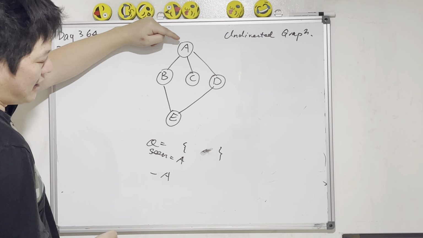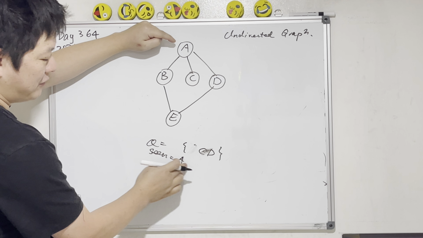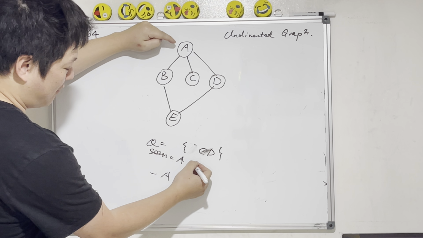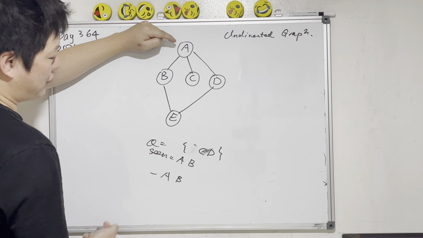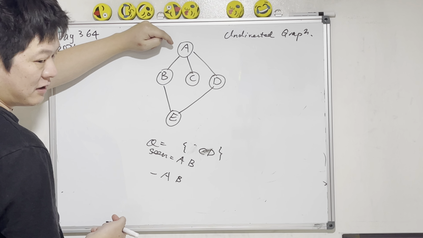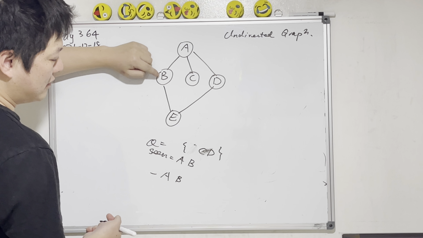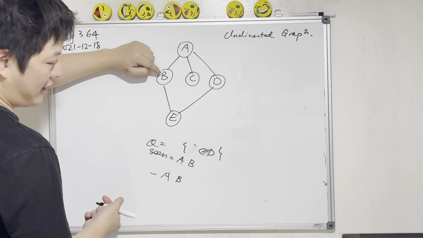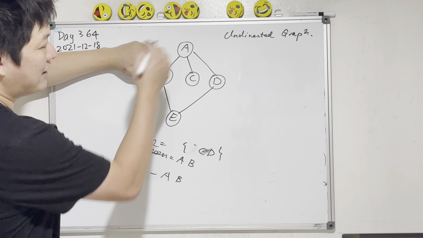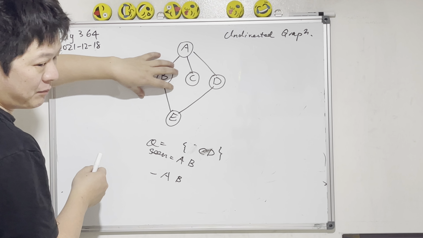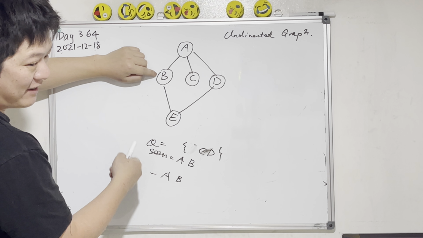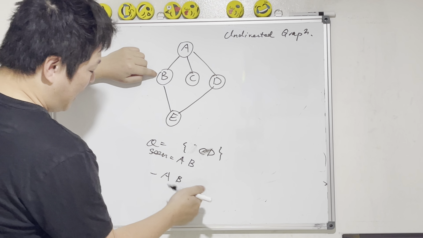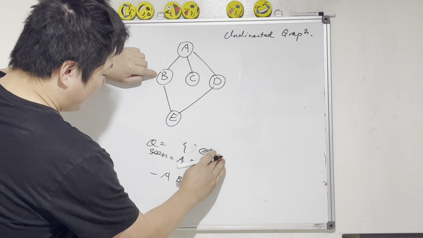What are A's children? B, C, D. We push the children into the queue. We take B out, and if it's not seen, we put it in the output and mark it seen. What are B's children? B's children is E. And because it's undirected, when I'm visiting B, the neighbors are E and A, but A is already seen, so we don't put it.